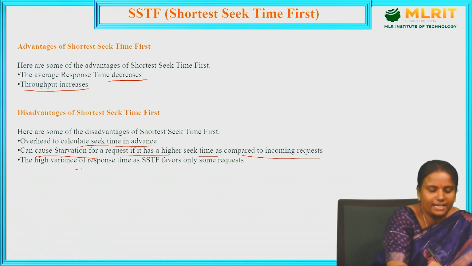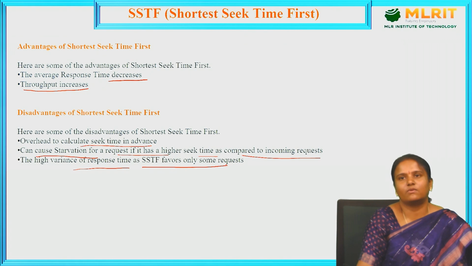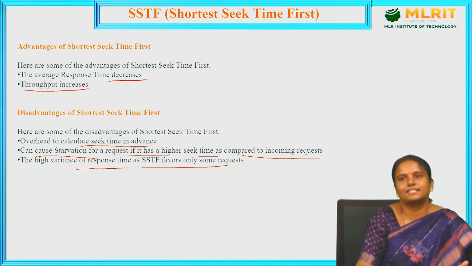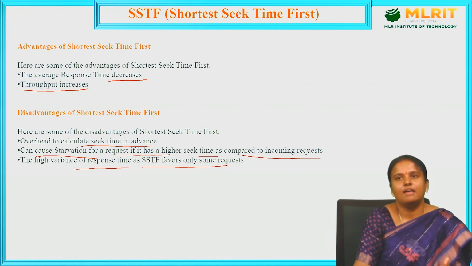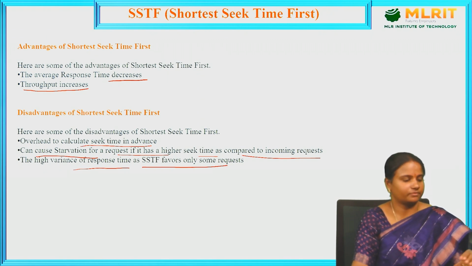There is also a high variance of response time, as SSTF favors only some requests. The variance in response time is high because requests are placed according to the low values. Shortest seek time first favors only some requests. That is one of the disadvantages of shortest seek time first.